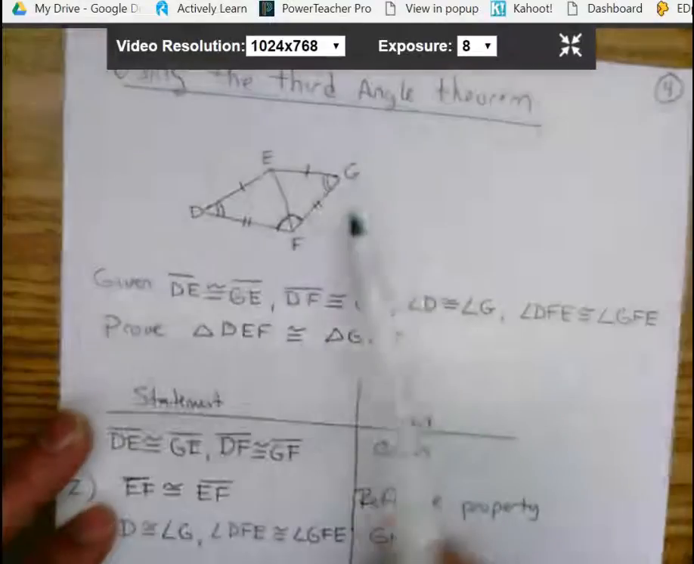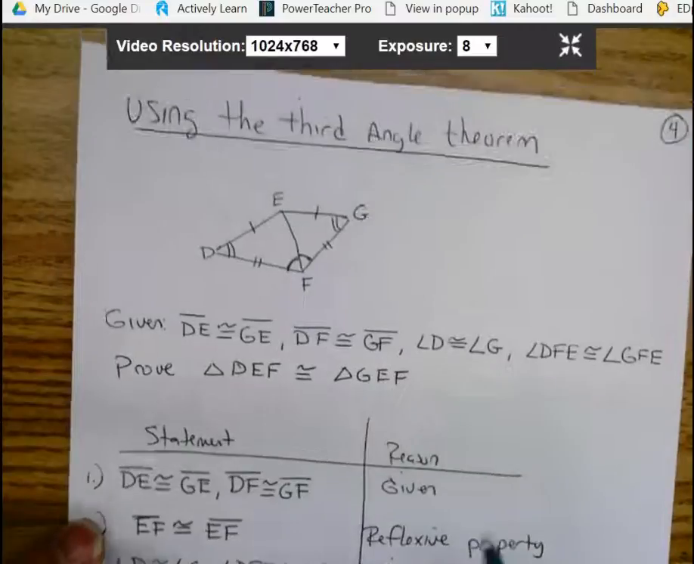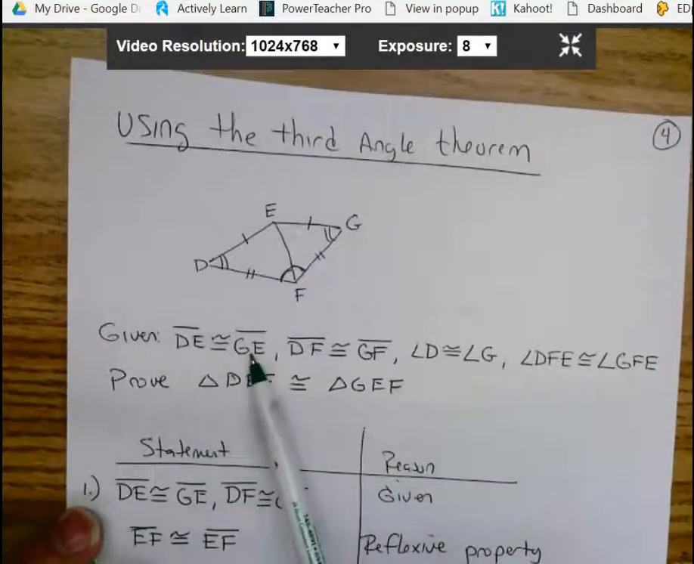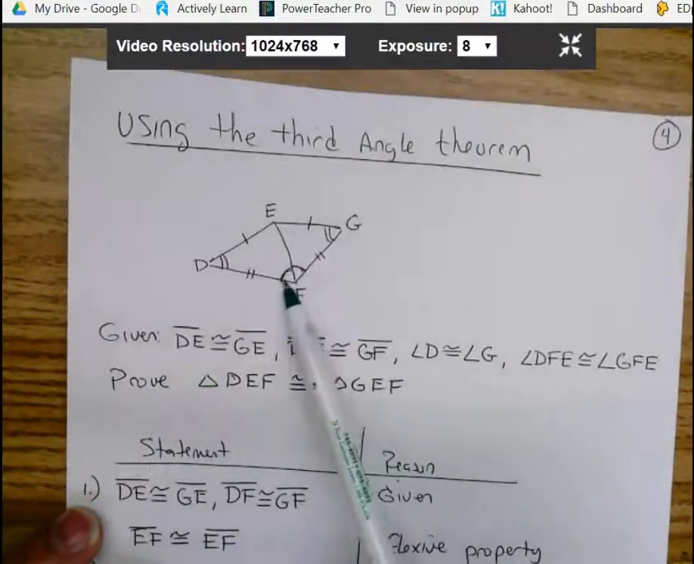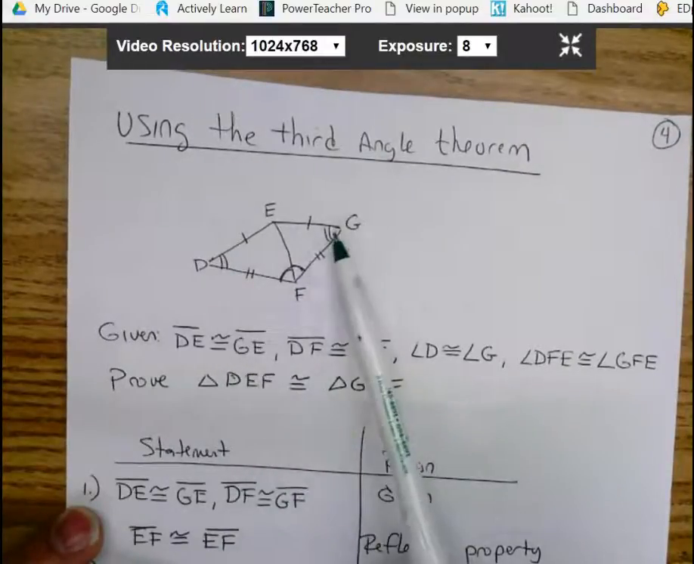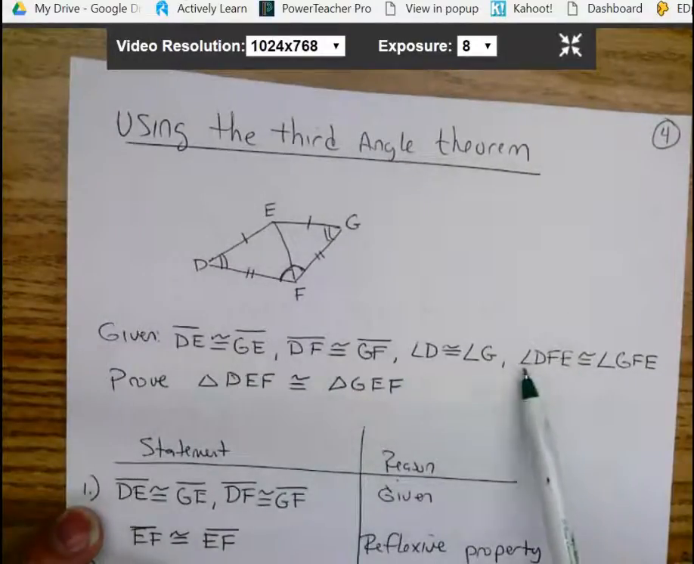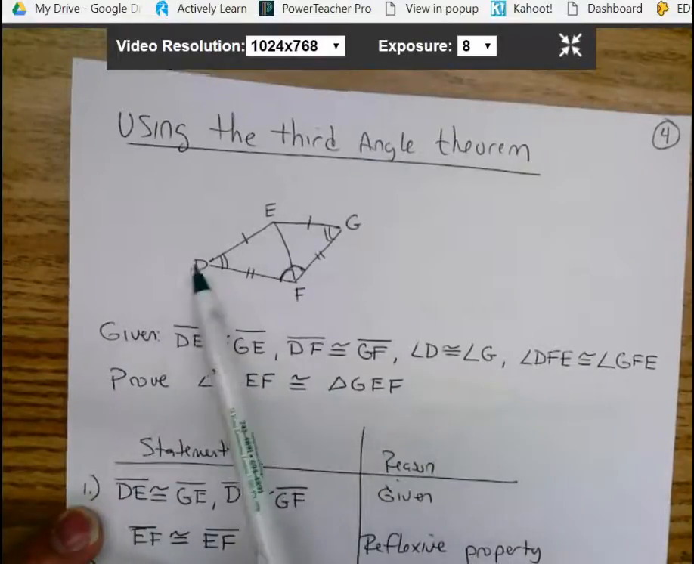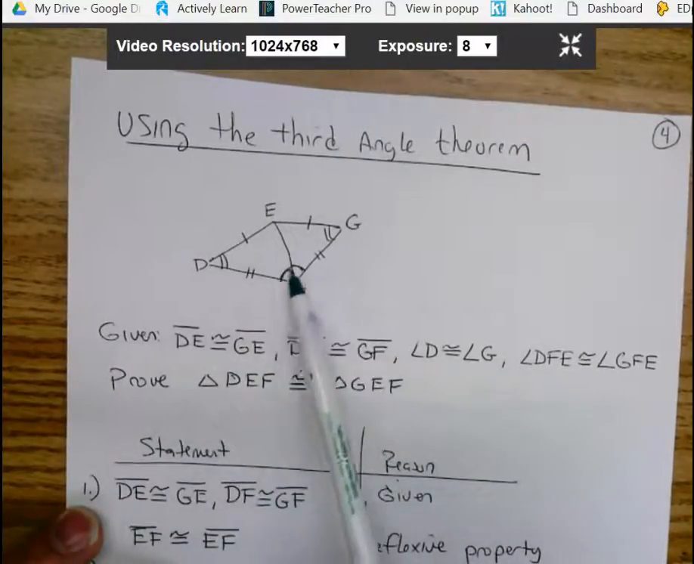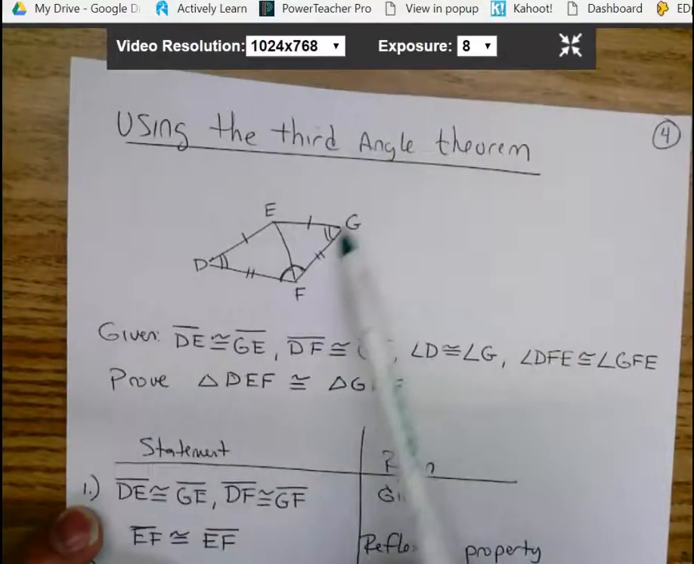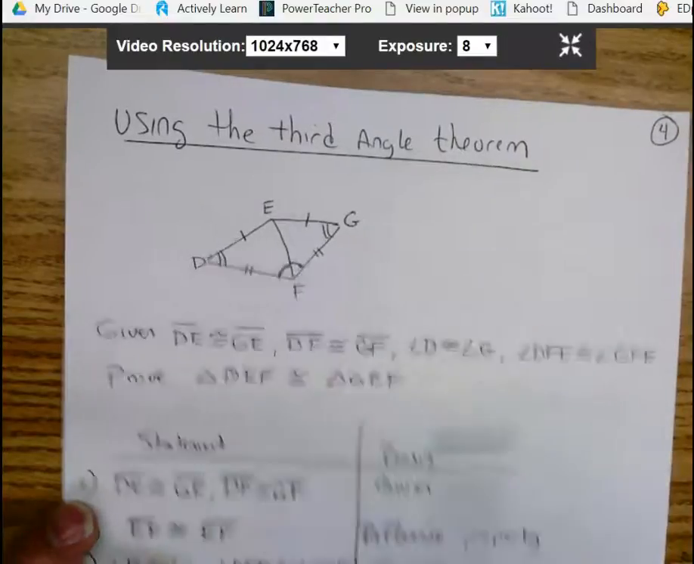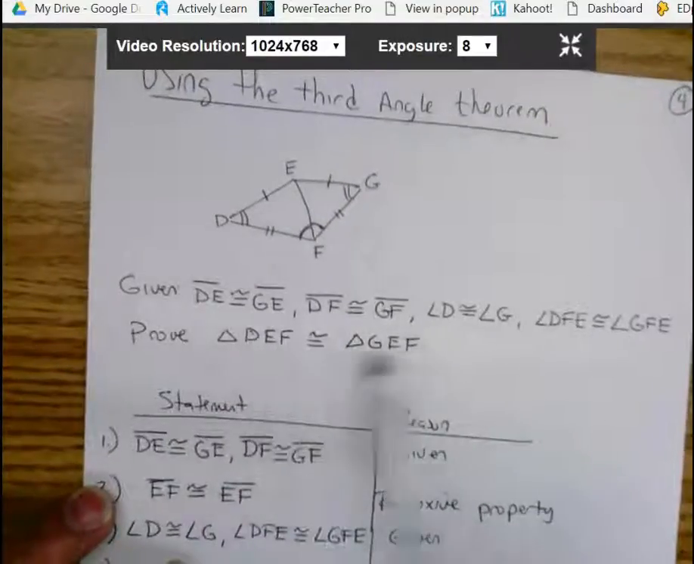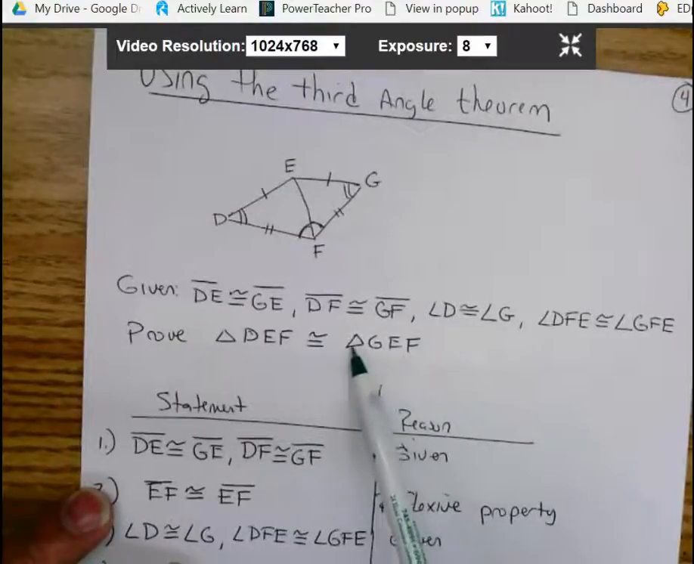So we can use these notations to see that DE and GE are congruent, and DF and GF are congruent. Angle D and G are congruent, right? Because this D here and this one here are congruent. And then we have angle DFE, which is congruent with GFE, so these angles are the same as well. And it says prove triangle DEF is congruent to, or the same as, triangle GEF.